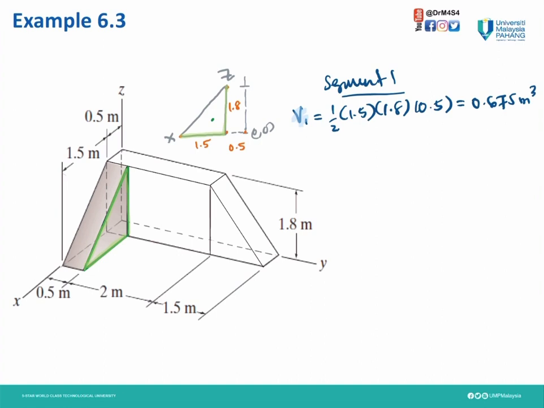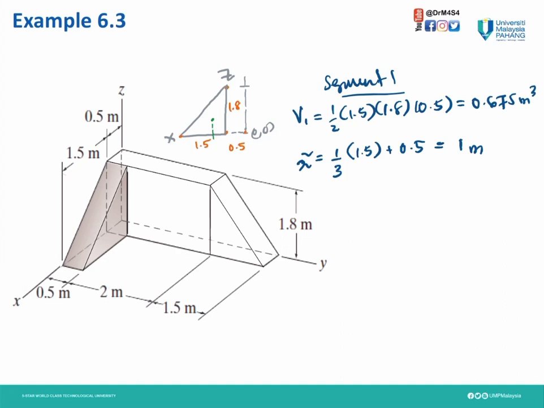Therefore, we can identify the area for this triangle. Half times the base times the height 1.8, that's the area. Then the thickness for that is 0.5. So times 0.5, then we get volume V1 is 0.675 meter cube. Then we need to identify the location of the centroid for segment 1.